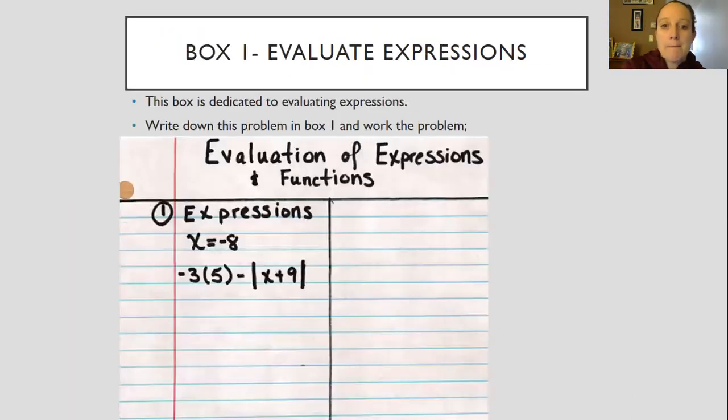All right, box 1. That's going to be that top left box. You need to write down that problem, and then you need to work the problem, but we're going to work it together. So go ahead and write that down, and I'm going to get my screen ready here.